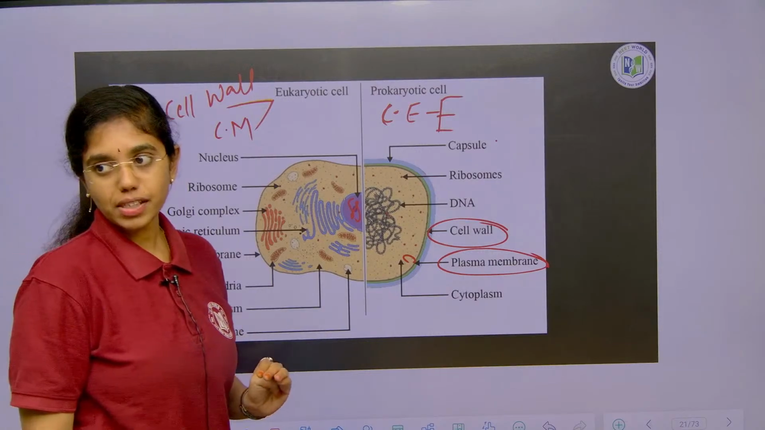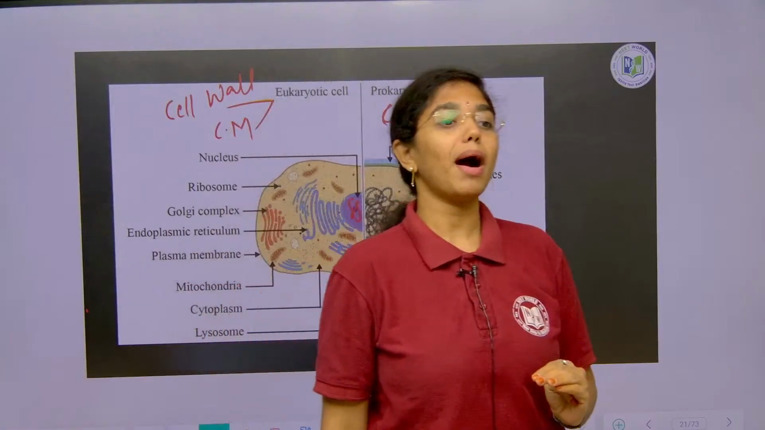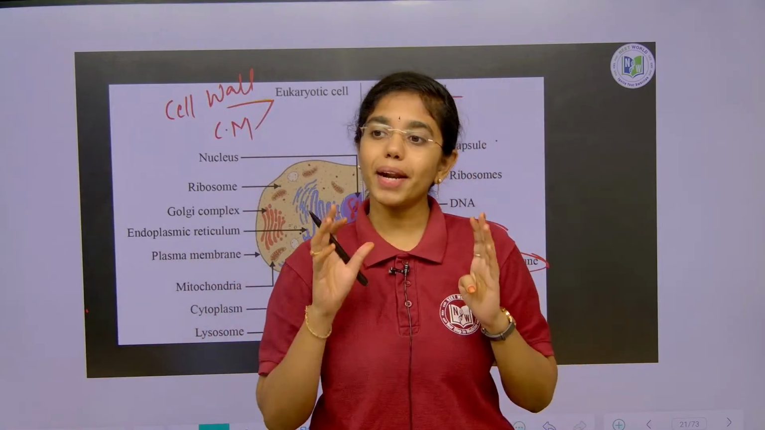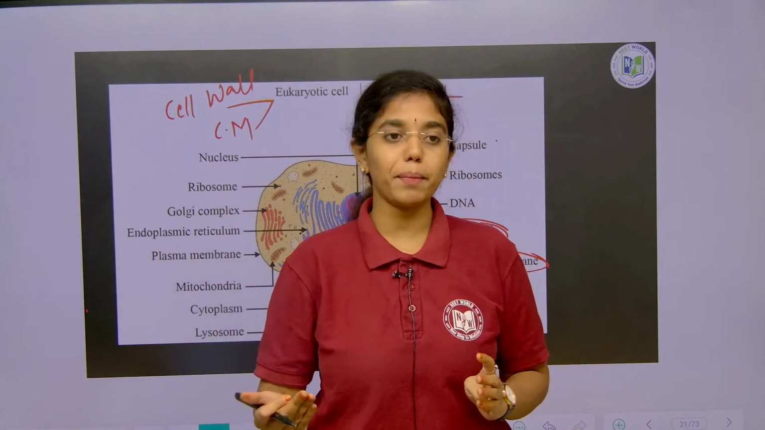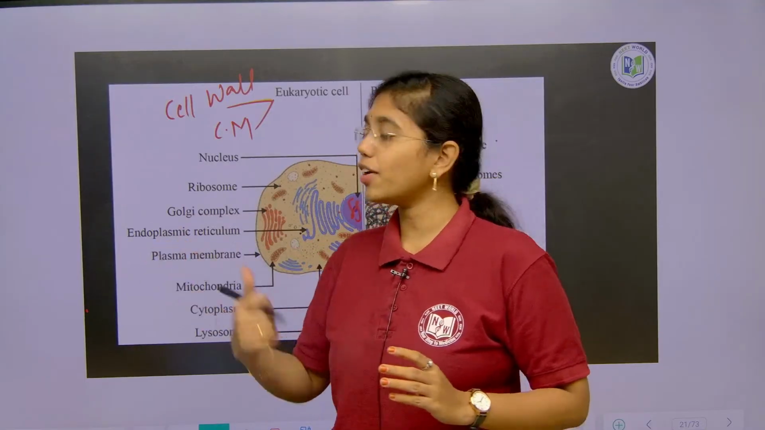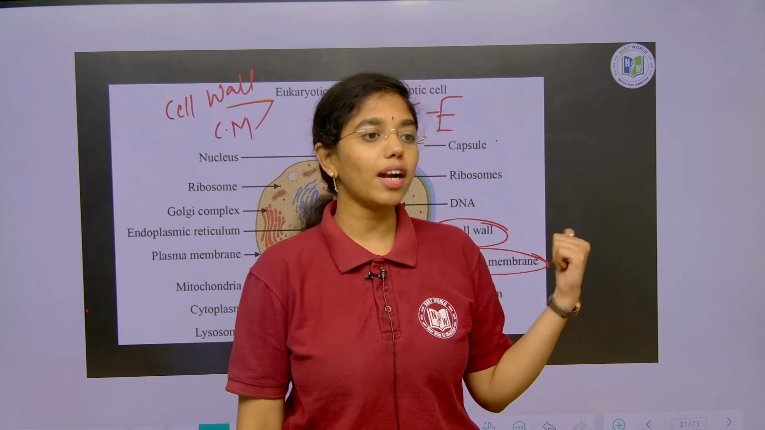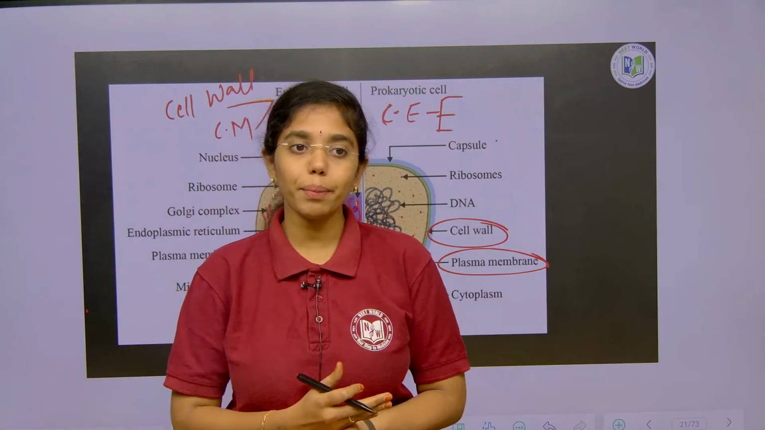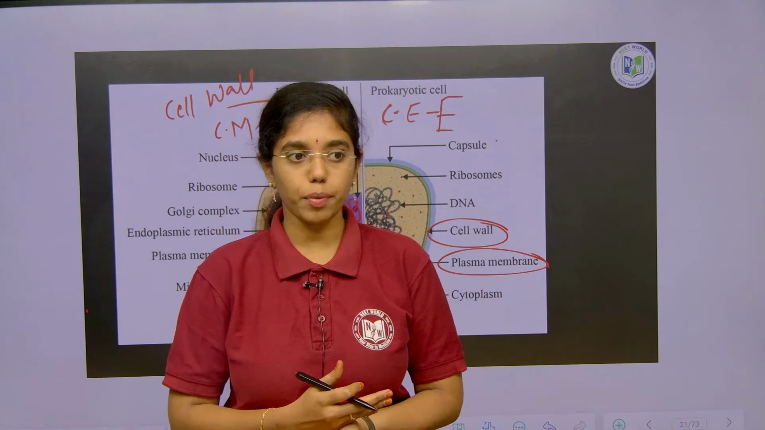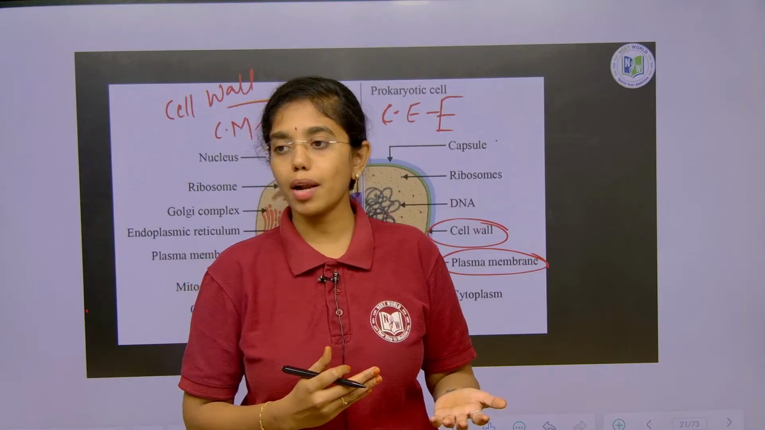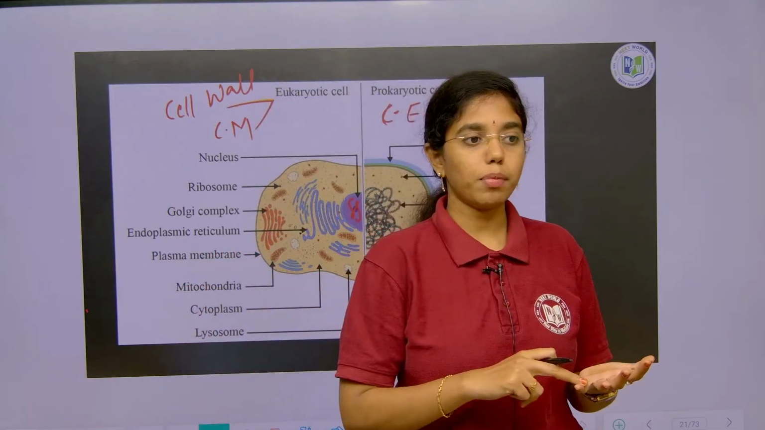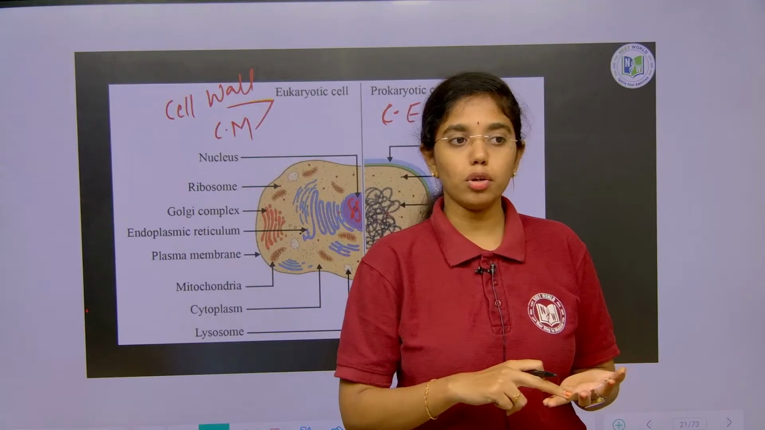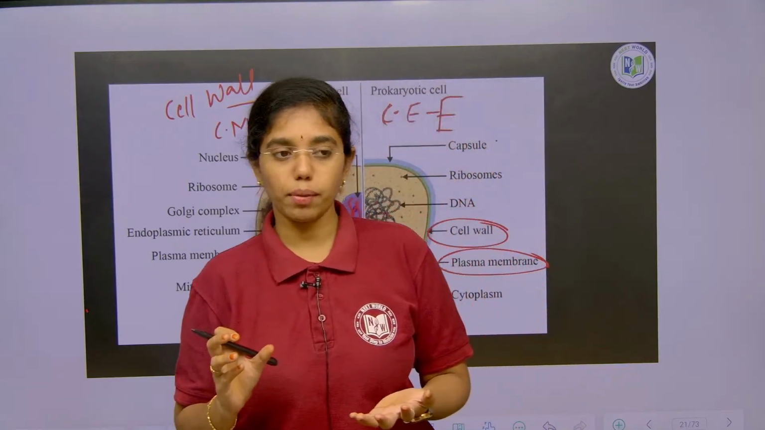And the fourth difference is membrane bound organelles. Single and double membrane bound organelles you can see only in the eukaryotic cell. Prokaryotic cells have only non-membrane bound organelles. What are those non-membrane bound organelles? Ribosomes and inclusion bodies. Small questions on ribosomes.